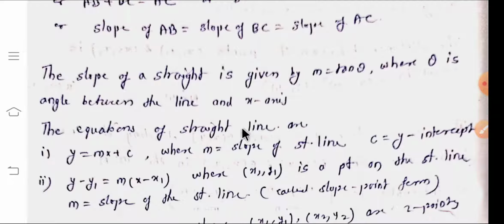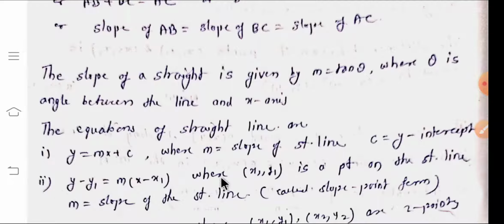Next, the slope of a straight line is given by m equal to tan theta, where theta is the angle between the line and the x-axis. Now all the formulas for a straight line come here. The equation of a straight line is y equal to mx plus c, where m is the slope and c is the y-intercept. That is the slope intercept form.